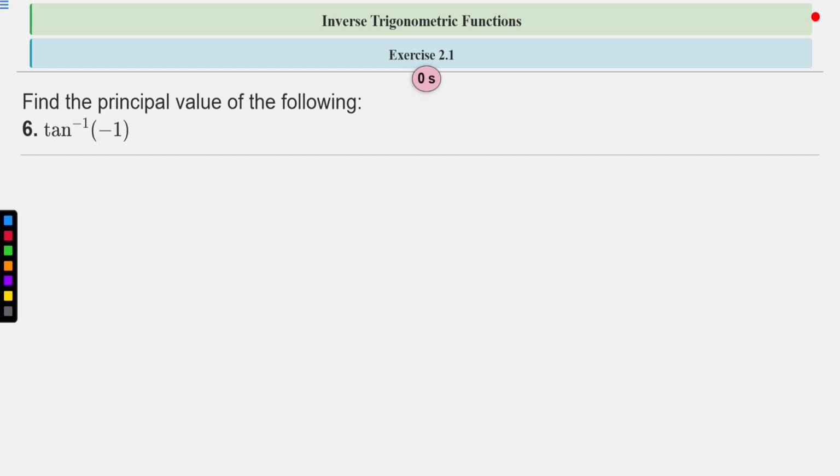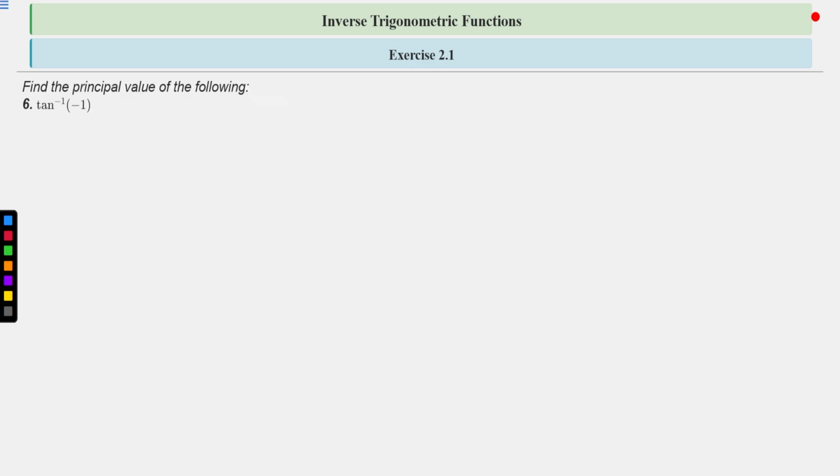Okay, let us move to the solution part. We need to find the principal value of tan inverse minus 1. We know that the principal range of tan inverse is basically minus pi by 2 to pi by 2, right? So you need to find the value of angle theta such that tan theta is equal to minus 1, and the angle theta should lie between minus pi by 2 to pi by 2, isn't it? So the correct answer will be minus pi by 4, right? Minus pi by 4 will be the right answer, okay?